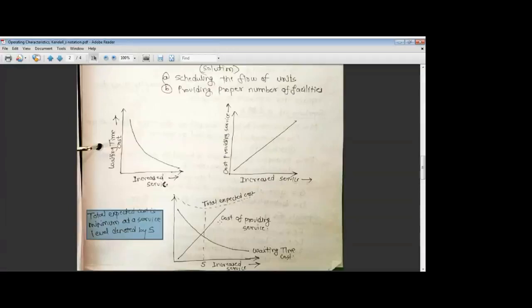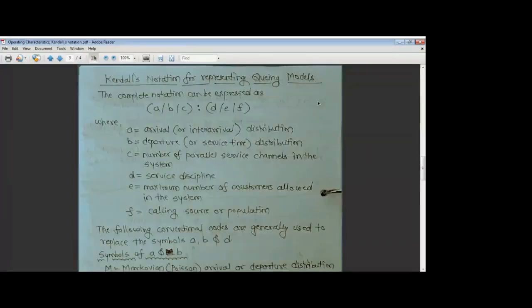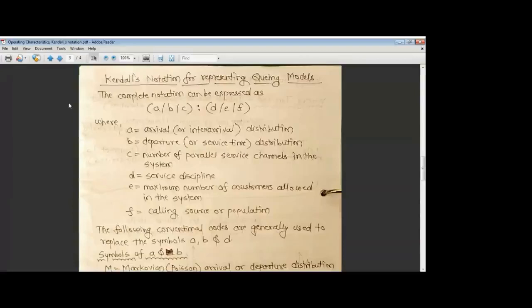So now we are here for reducing the total expected cost for a service facility. Now, to begin with, we have seen the various elements, right? Now there is a very interesting notation system that has been developed by Kendall. So now we are going to see how this representation happens for the elements of the queuing model, right? So the complete notation can be expressed as, right?